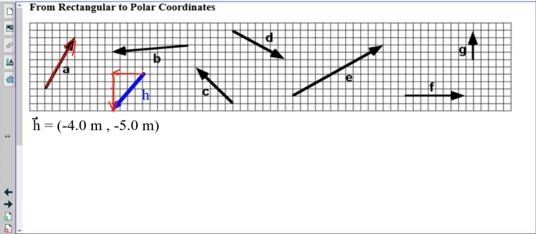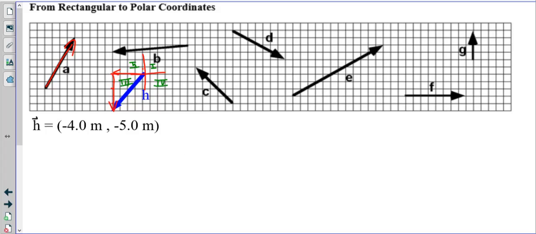It is in quadrant 3. So remember your quadrant system. I'll use green. This is quadrant 1. This is quadrant 2. This is quadrant 3. And over here is quadrant 4. I'm in quadrant 3, so both my x and my y need to be negative values. But this one's given to you. You don't really need to understand that at the moment.